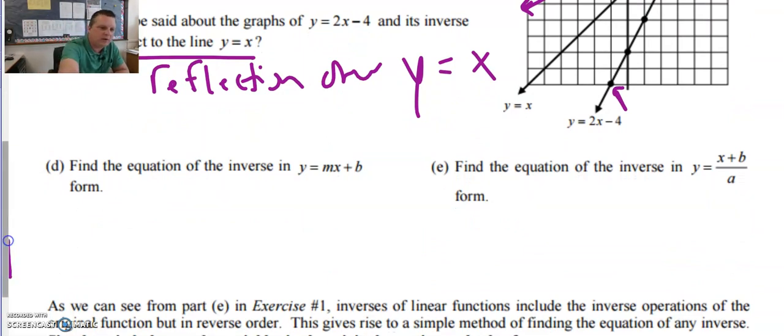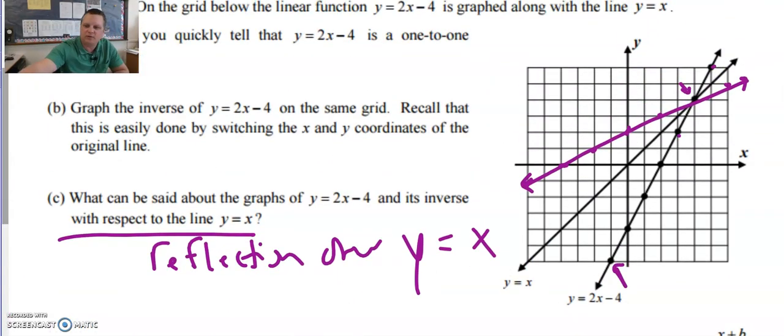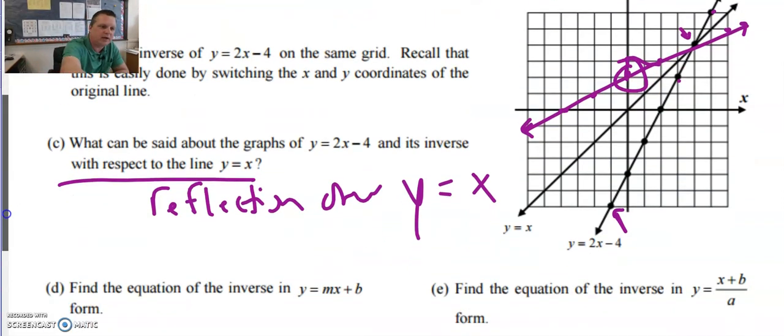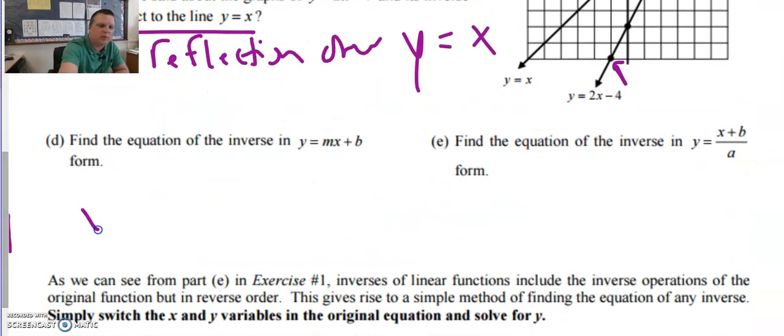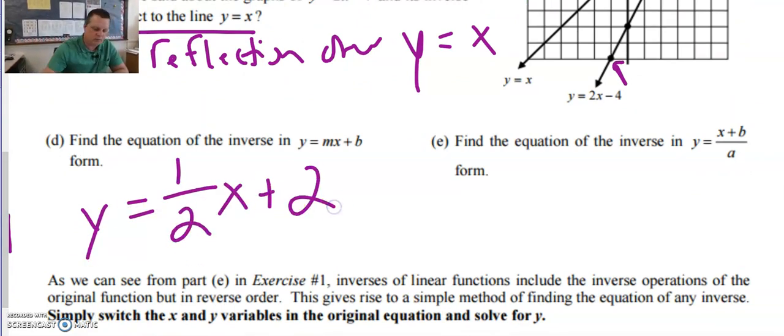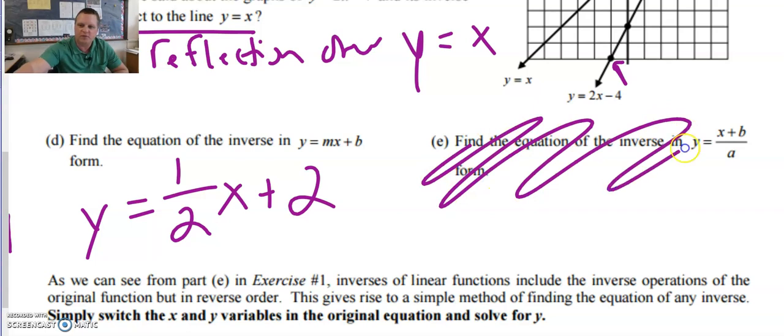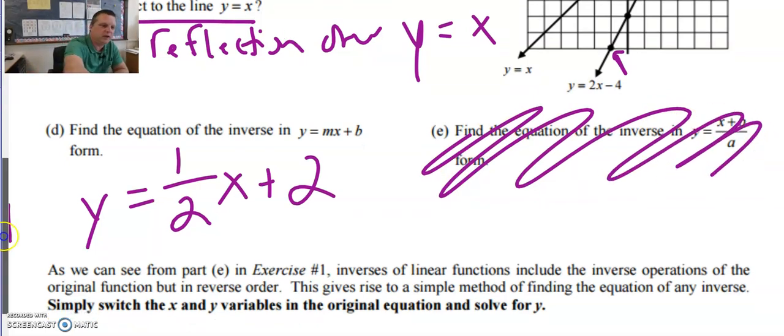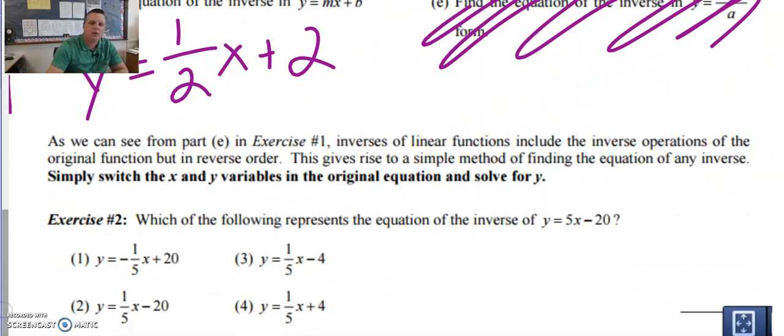Find the equation of the inverse. So we'll go back up here. For the equation of the inverse, I'm going to use this point right here. That's the y-intercept, which is 2. The slope is up 1 over 2. That's all you have to do. So the slope is up 1 over 2, and the y-intercept was 2. Done. y equals 1/2 x plus 2. Don't worry about this form in letter E, we won't use that.